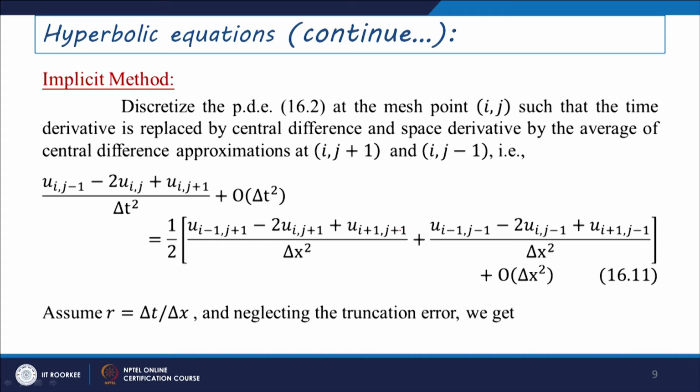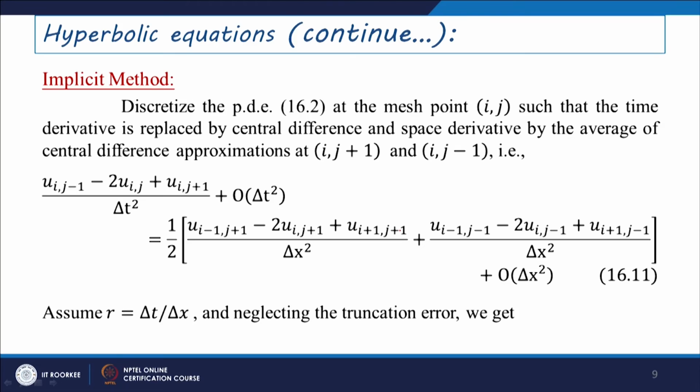And if you just go for discretization in terms of implicit method here at the mesh point i j, such that the time derivative is replaced by the central difference and space derivative by average of central difference approximations. Since already we have considered this in the Crank-Nicolson method, that we are taking the average of these time scales for the space derivatives there, the same treatment we will make for these equations here also.